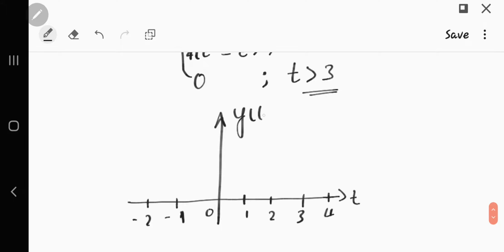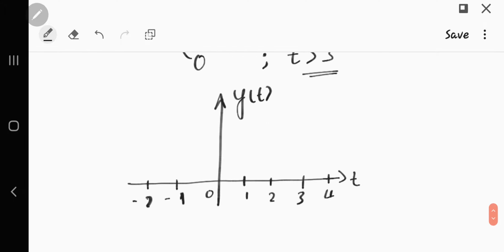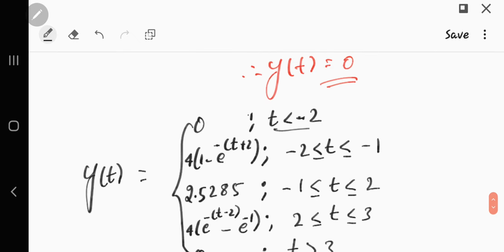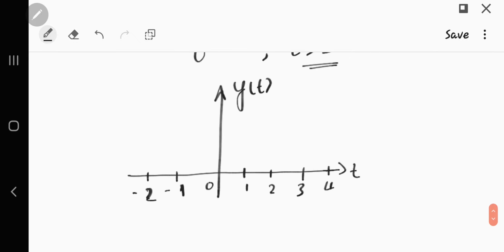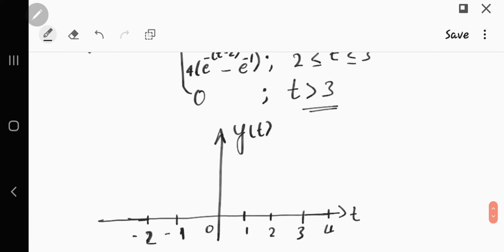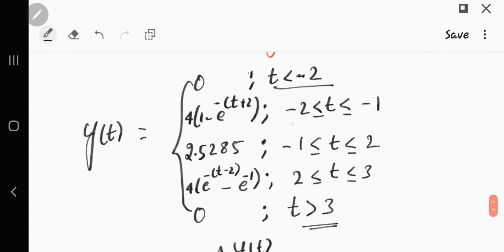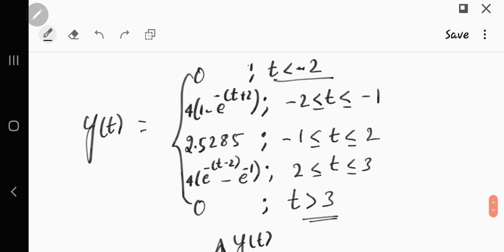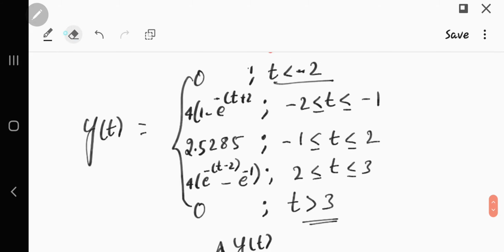So this is the plot of y of t. For t less than minus 2, y of t is 0. So that means here it is 0, and for t greater than 3, then also it is 0. So the signal exists between minus 2 and plus 3. From minus 2 to minus 1, we have e to the power of minus (t plus 2). I think I forgot this bracket here, mentioning (t plus 2).